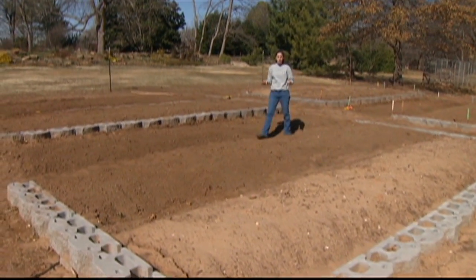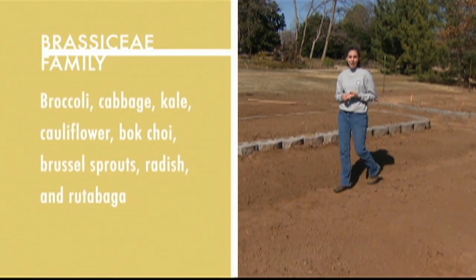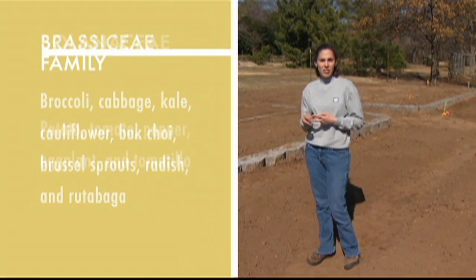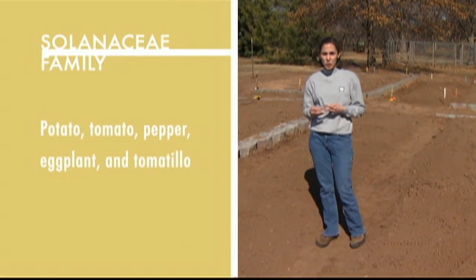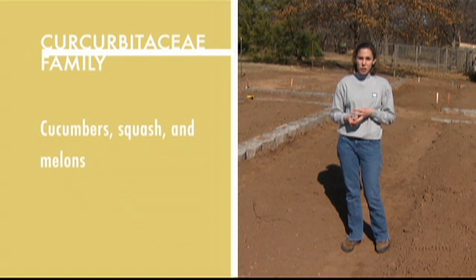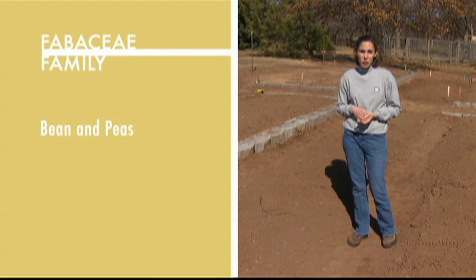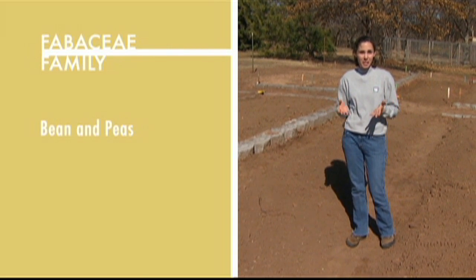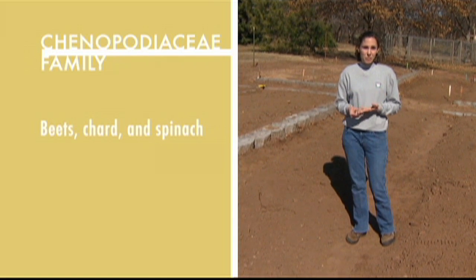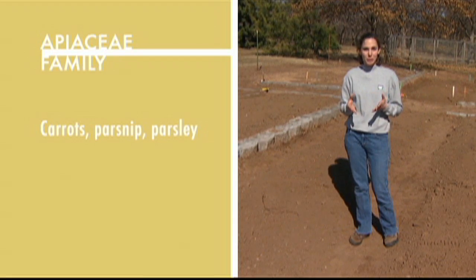The rotations are based on the major crop families, which are the Brassicaceae, and this includes broccoli, cabbage, cauliflower, kale. The Solanaceae, which are tomatoes, peppers, eggplants, and potatoes. Cucurbitaceae, which includes cucumbers, melons, and squashes. Fabaceae, which includes the legumes, the peas and beans. Chenopodiaceae, which is chard, beets and spinach, and Apiaceae, which are carrots, parsley, and parsnips.